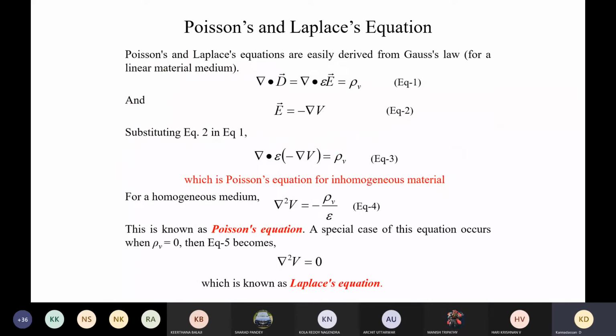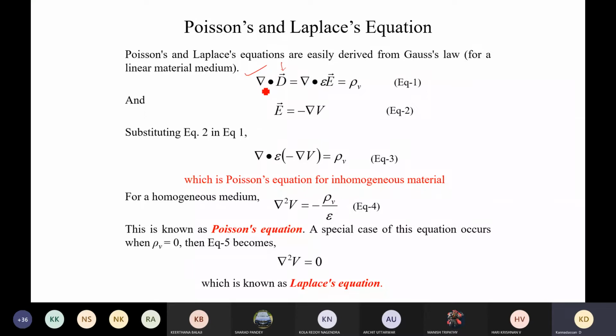So first we have to derive the expression for Laplace and Poisson equation, then the problem becomes very easy. It is very easy to derive these Poisson and Laplace equations. And we already know about Gauss law. The Gauss law tells that the charge density is equal to nothing but the flux density itself.